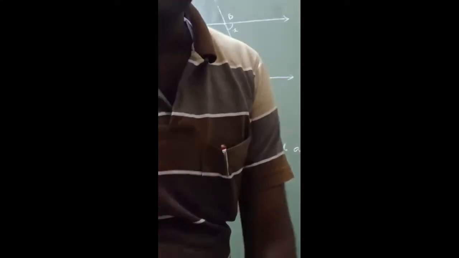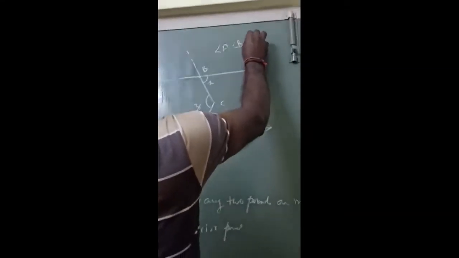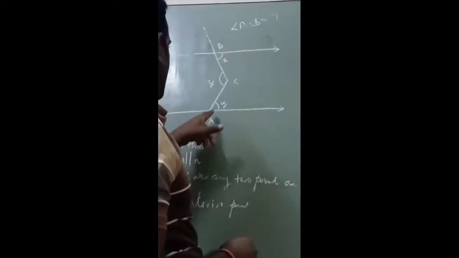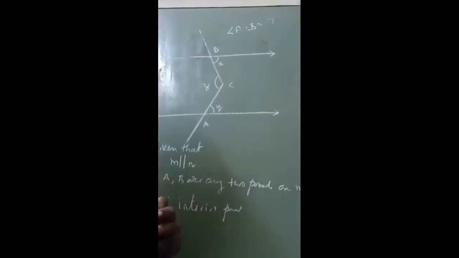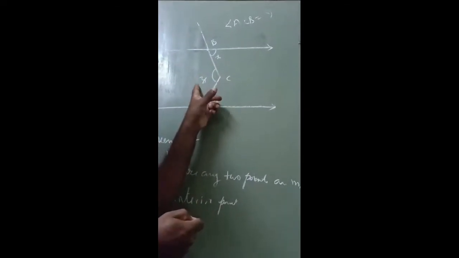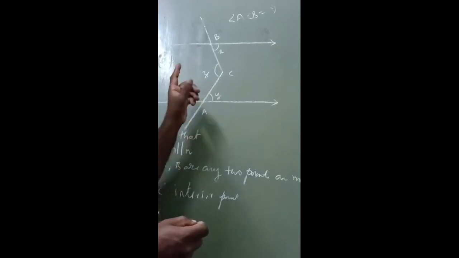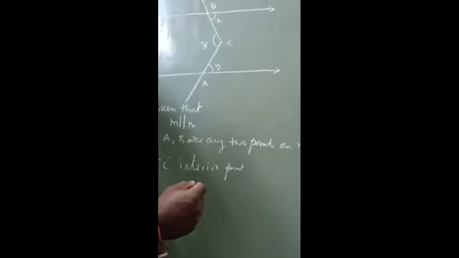Find angle ACB. Angle ACB is equal to how much? That means you have to find this angle, that means the angle Z. Angle Z, you have to find the value.